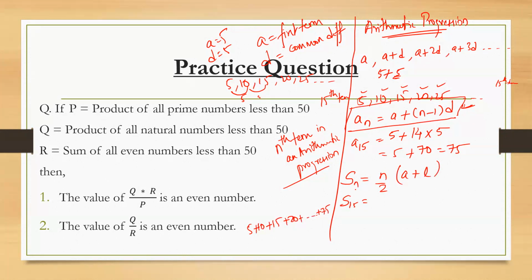Here, n is what? 75 is the 15th term, so n is 15, 15 by 2. Now what is A? A is the first term that is there, 5. What is the last term? 75. L is considered to be the last term. So what is the sum? It is 15 by 2 into 80. I hope this is clear, everyone.